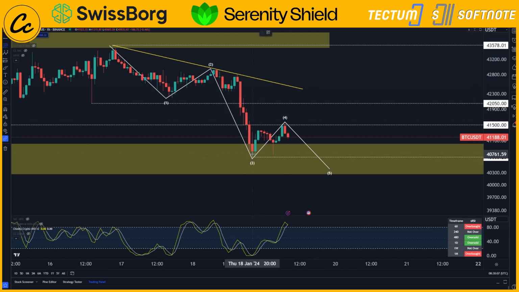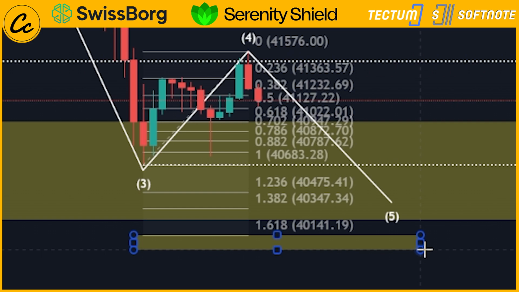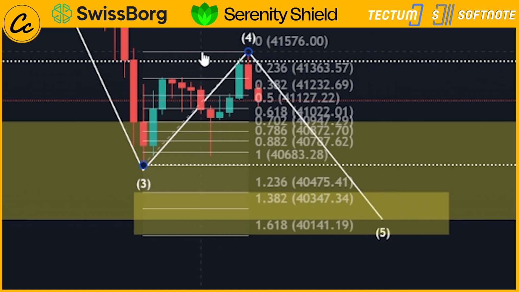Now, with the wave 4 complete, it does mean that our wave 5 is going to be targeting down slightly deeper. We can see it's going to be between our 1.618 and our 1.236 on the fib scales. Essentially, we are talking about 40,141 to 40,475, and this is where the 5th wave will complete.